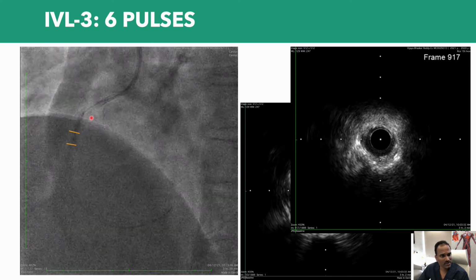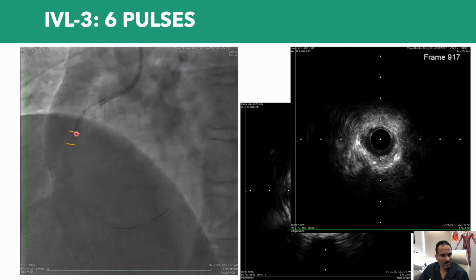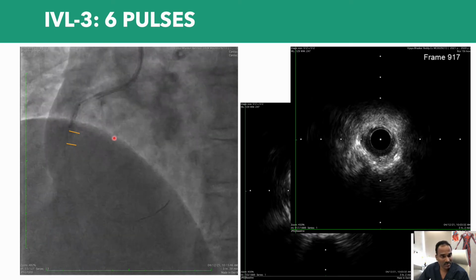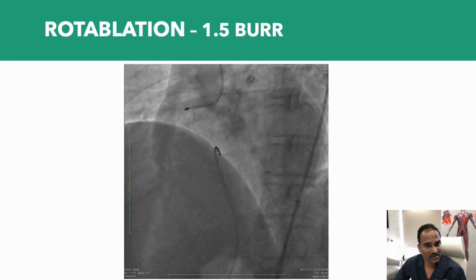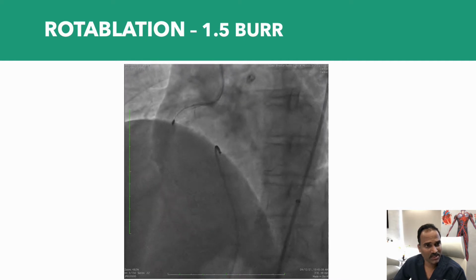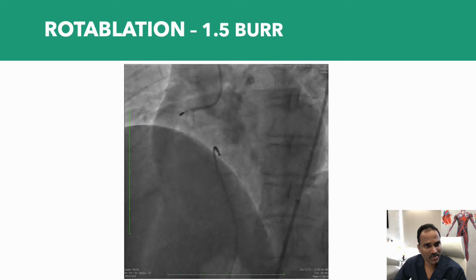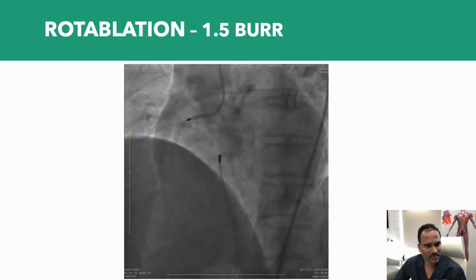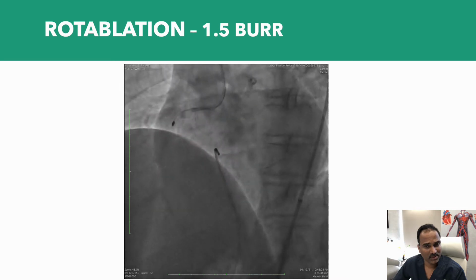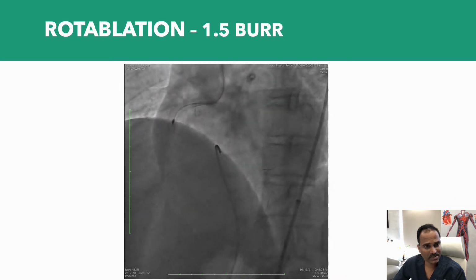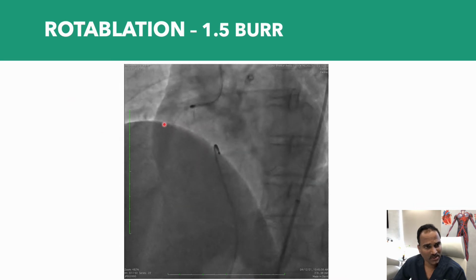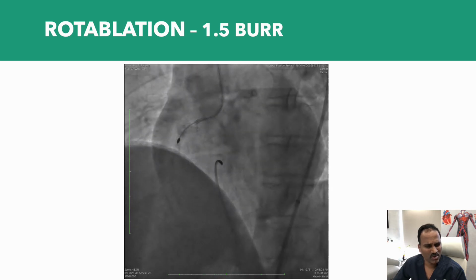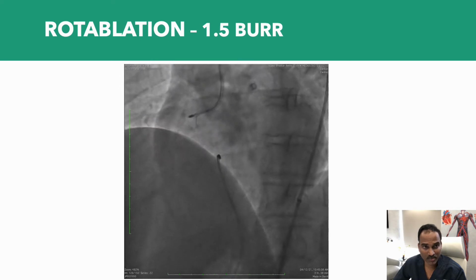So we gave almost 6 pulses, but nothing happened, there was no expansion. So then I stepped into rotablation. This is a 1.5 burr. You can see we burred more than 10 to 15 cycles of 15 to 20 seconds, but the burr couldn't advance beyond this point, probably because of the gross underexpansion of the stent.